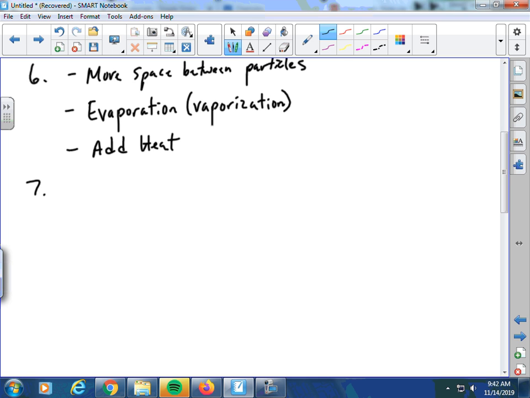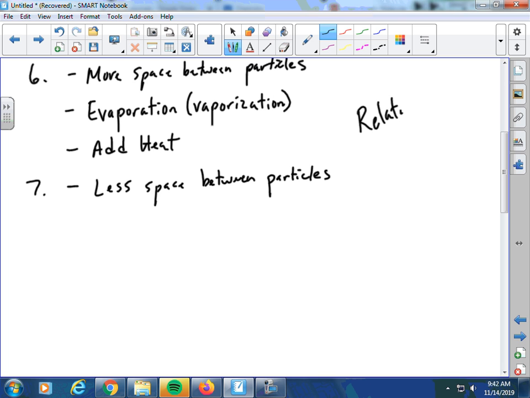Number 7. In terms of spacing, what do we got to do? Go from liquid to solid. We need less space between particles. And so what we're kind of seeing here is this relationship between temperature and spacing, along with the phases and phase changes. So we should know that if we're adding heat, the particles are going to spread out more, right?